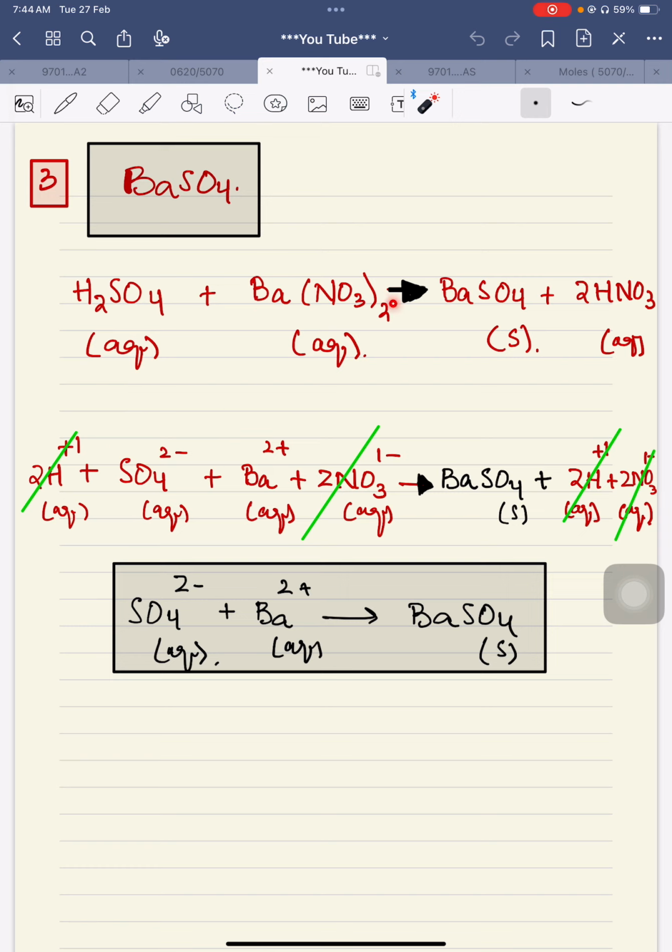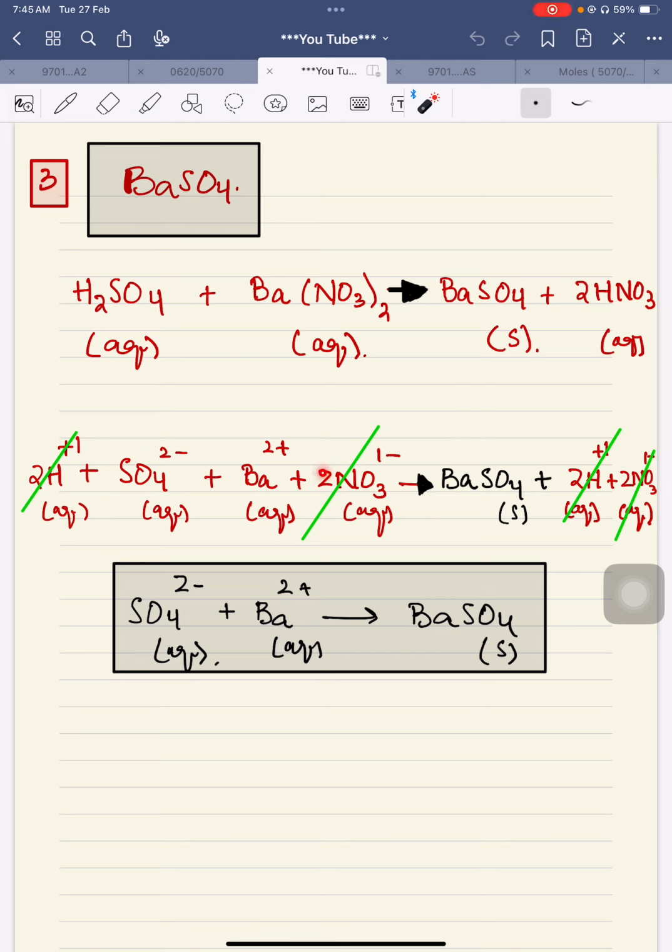We are converting them into their ions. And afterwards, we have just selected the spectator ions. 2H plus is a spectator ion on both sides of the equation. It is present in the ionic state, so it will be cancelled. What about the nitrate? It is also a spectator ion because it is present in the ionic state before and after the reaction. So we are going to cancel it.